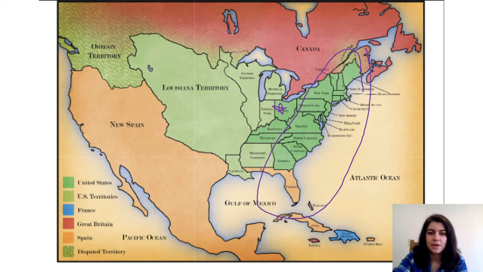In 1803, President Thomas Jefferson purchased the Louisiana Territory from France. This purchase more than doubled the size of the United States. That means it got twice as big. It was growing fast.